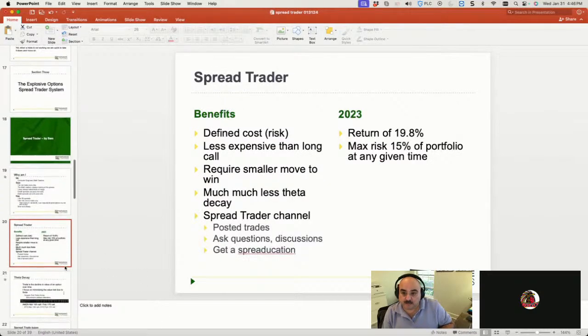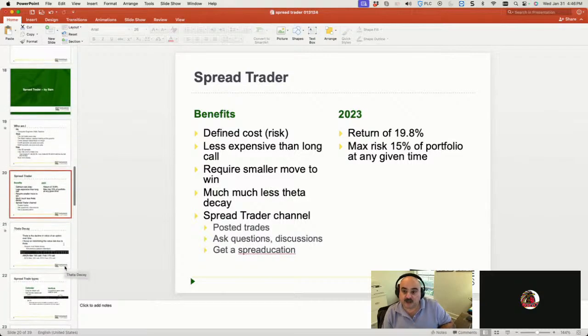All right, so some of the benefits of the spread trader: it's always a defined cost and risk. And I like to be able to put trades out there, since everybody that's trading has a different size portfolio. I like to put trades out there that are between the $2 and $5 range. This way, your max risk can be $200 to $500 on the low side, or you can put on as many contracts as you want to get that risk or reward up higher. So that's what I try to do.